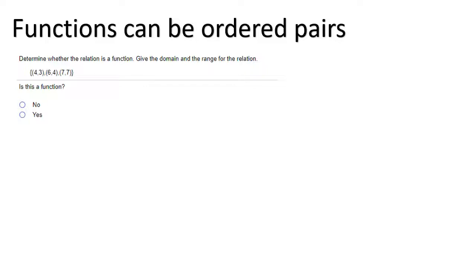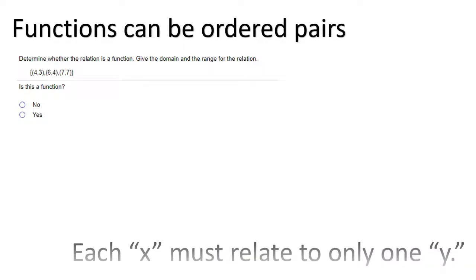Now, functions can be ordered pairs. Just make sure that each x relates to one and only one y. Look at the example here. We have the x of 4 and it relates to the 3. It is actually combined or joined with that 3. Then we have a different x of 6 and it is joined or combined to that 4, y value. Then we have the third and final x and it is a 7 and it is joined to the y value of 7. So would this be a function?